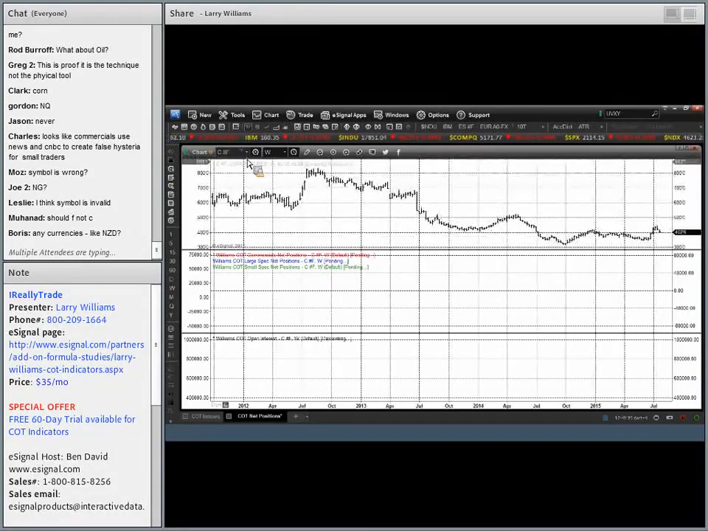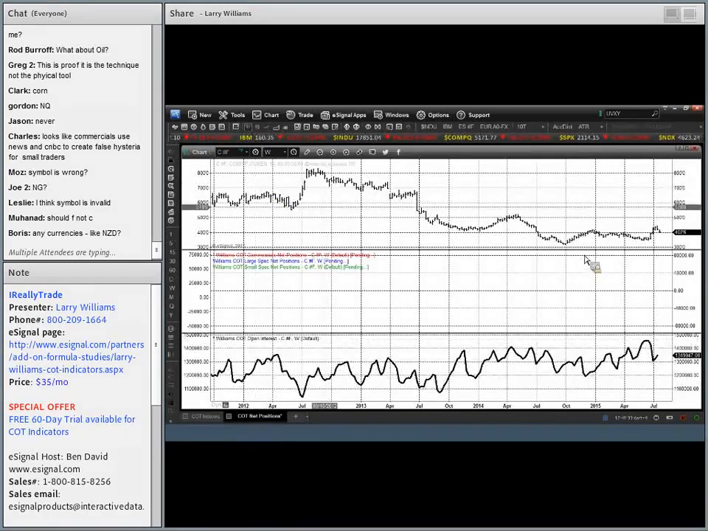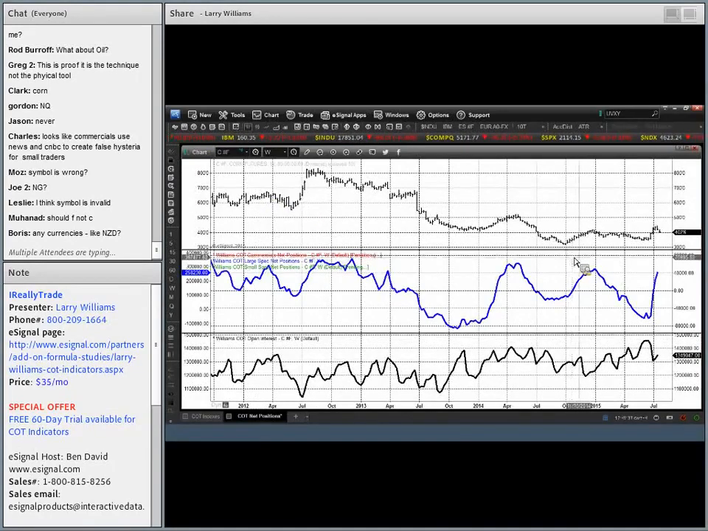Okay, here's corn. And somebody wants to look at a currency. We can look at currencies, and we'll do that in a moment. We haven't looked at any yet. I think maybe we looked at this one; it looks familiar, or maybe this was soybean meal or oil.